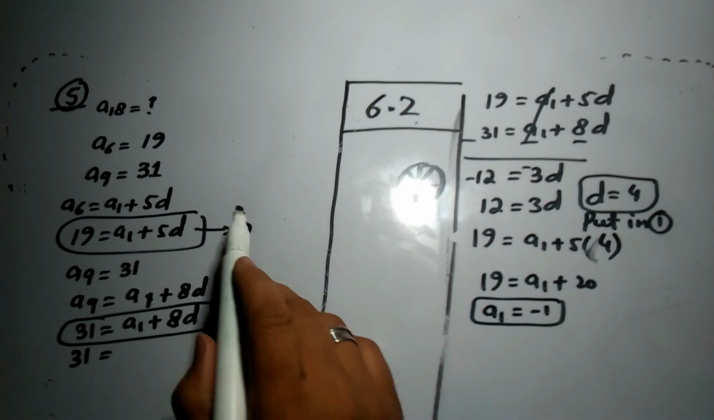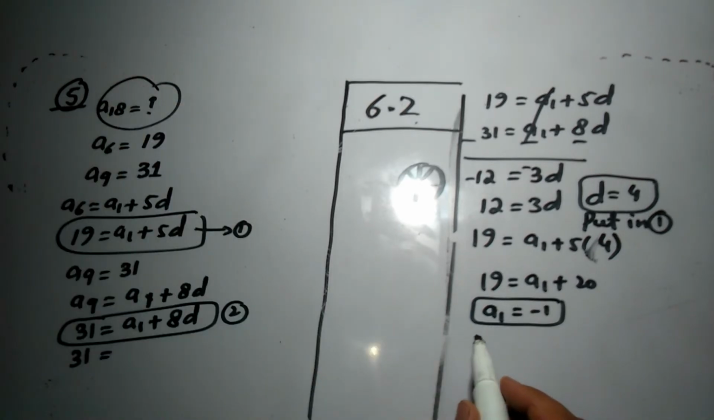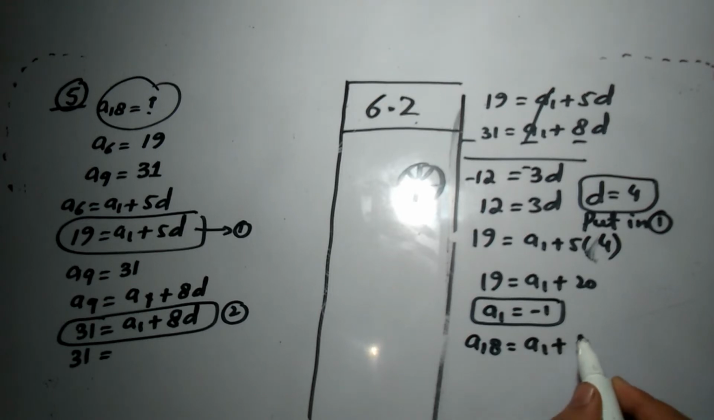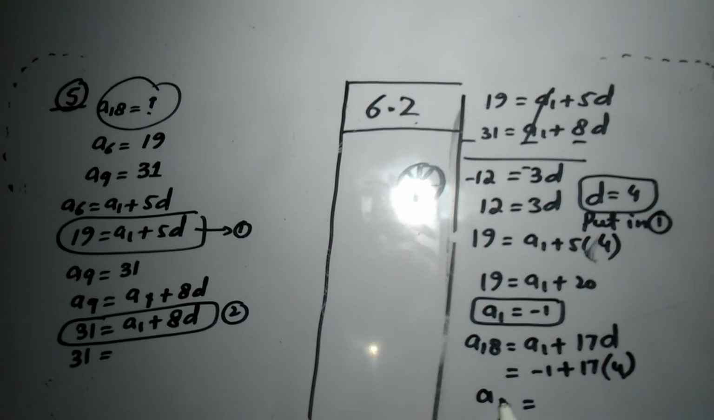So we had to find the 18th term. a18 will be equal to a1 plus 17d, so a1 is equal to minus 1 plus 17 times d, d is equal to 4, so a18 will be equal to minus 1 plus 68, so this will be equal to 67.